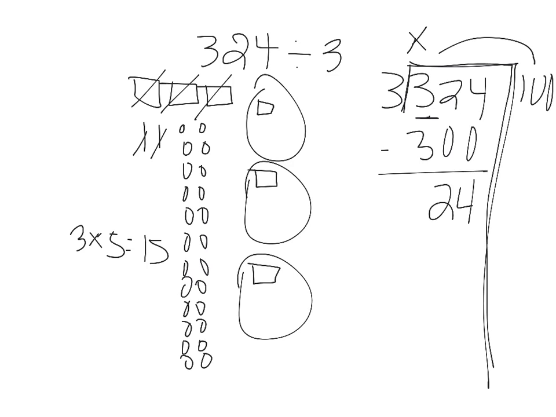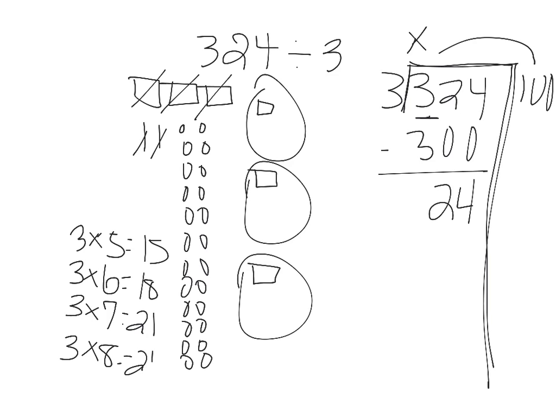Okay. 3 times 6 equals 18. We're getting closer, but we're still not to 24. 3 times 7 equals 21. Ooh, we're getting close. 3 times 8 equals 24. That's it. Alright, so we can see that if we put 8 ones in each group, we should give them all away. So we can try that.